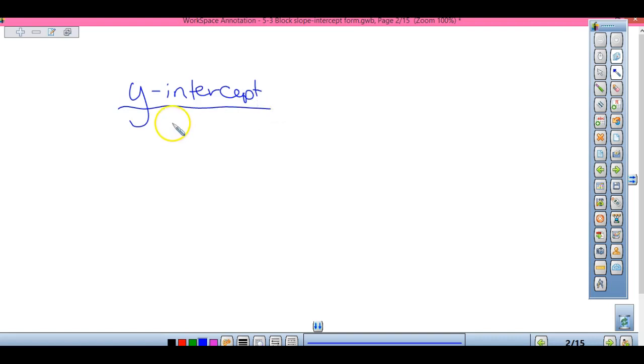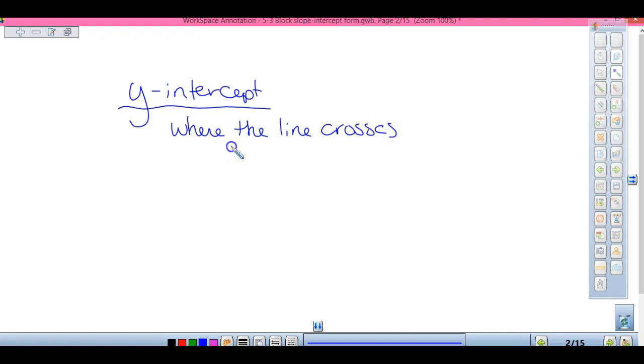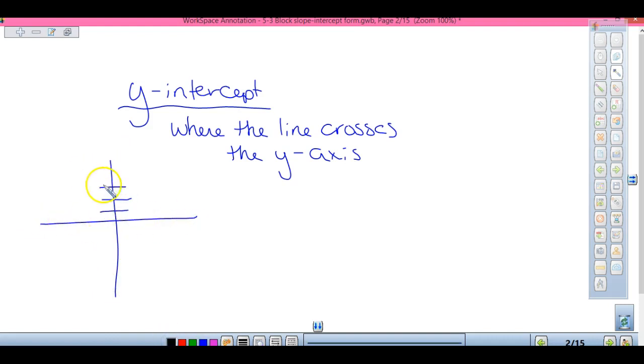The y-intercept is where the line crosses the y-axis. So if I have this line right here, where does this cross the y-axis? At 3. So it crosses it at 3, and so this right here is our y-intercept.